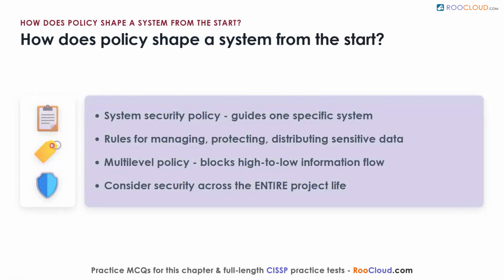How does a security policy shape a system from the very start? A system security policy guides the design, development, testing, and maintenance of one specific system, tightly targeted to that single effort. For developers, it takes the form of a document defining the rules and procedures for how the system manages, protects, and distributes sensitive information. A policy that specifically prevents information from flowing down from higher security levels to lower ones is called a multi-level security policy. The crucial point is timing.